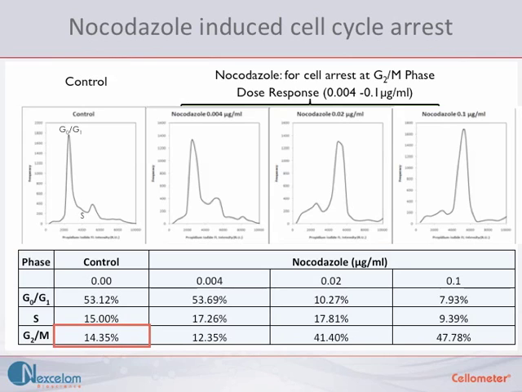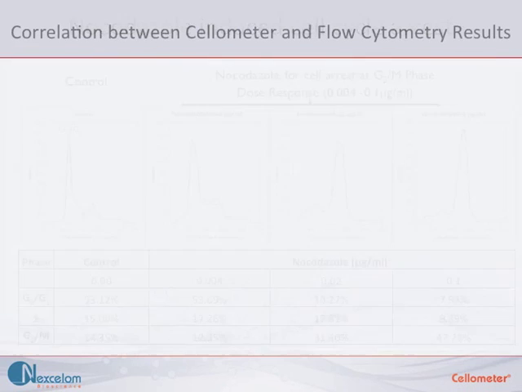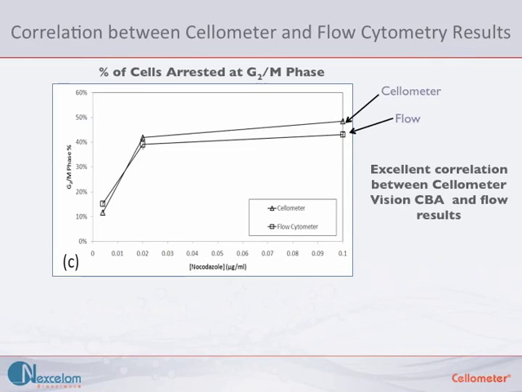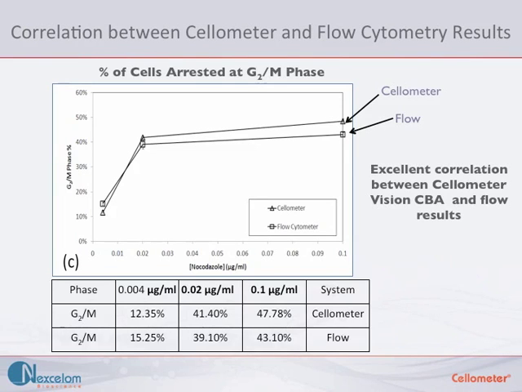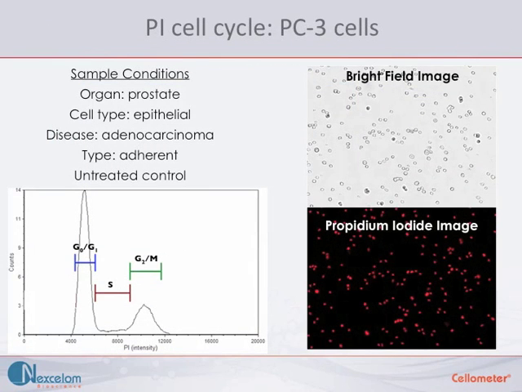The percent of cells arrested in the G2M increased from 14.3% in the control sample to 47.8% in the highest dose necortisol-treated sample. These types of studies have been performed on Cellometer as well as on a flow cytometer. We have been able to show an excellent correlation between the Cellometer Vision CBA system and flow cytometry. As the concentration of necortisol increased, the percent of cells arresting in the G2M also comparably increased for both the Cellometer and flow systems. Here are some other examples for which cell cycle analysis has been performed.